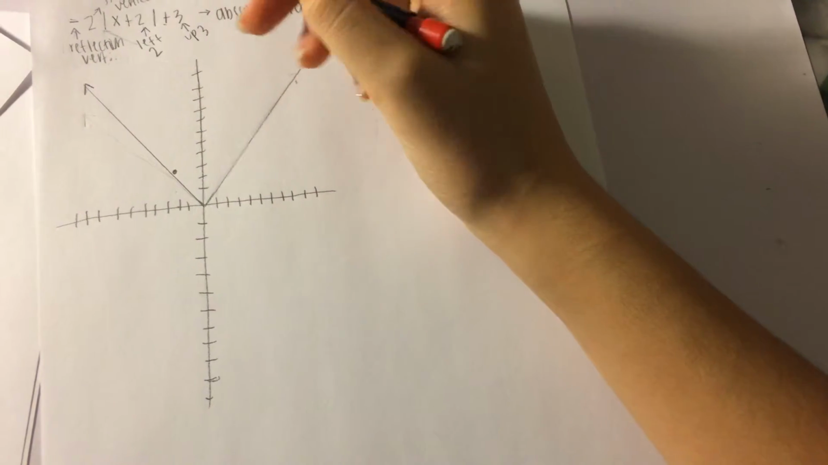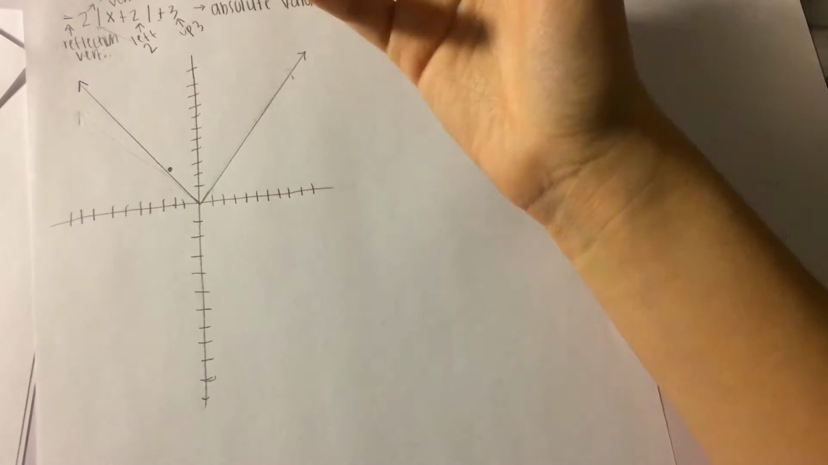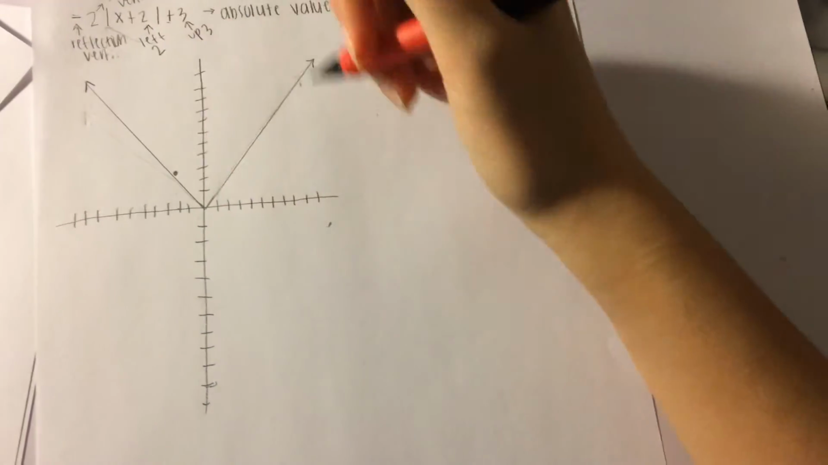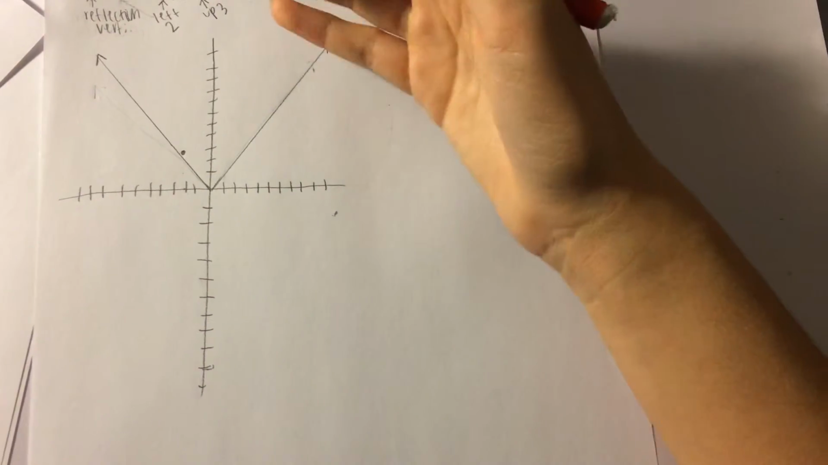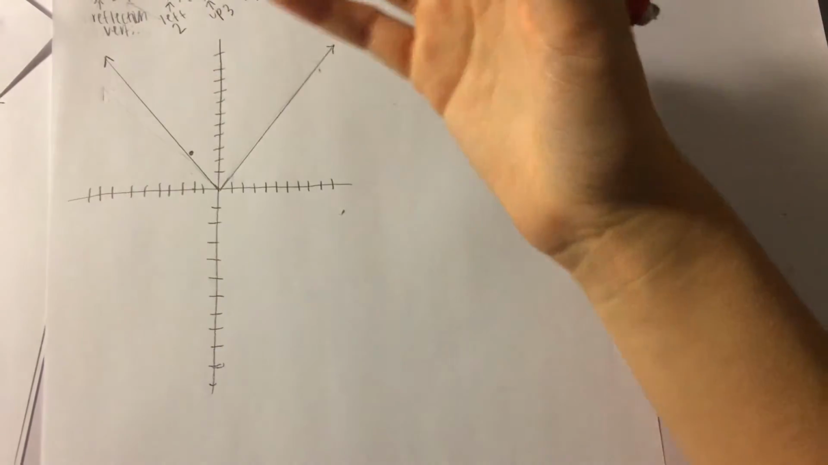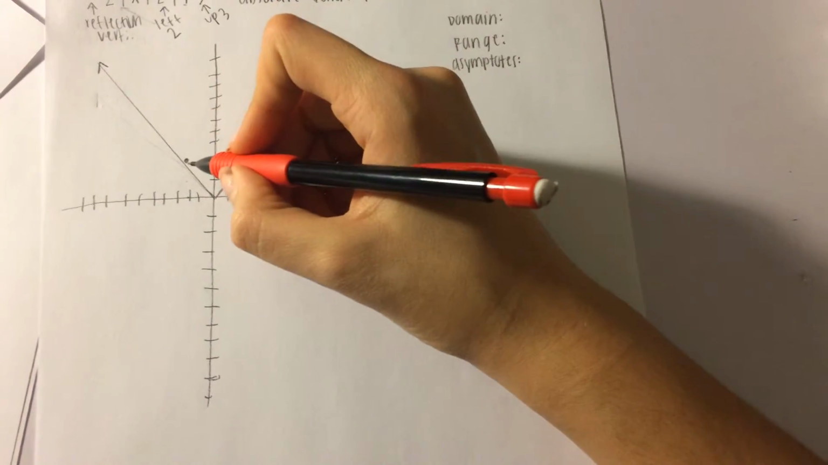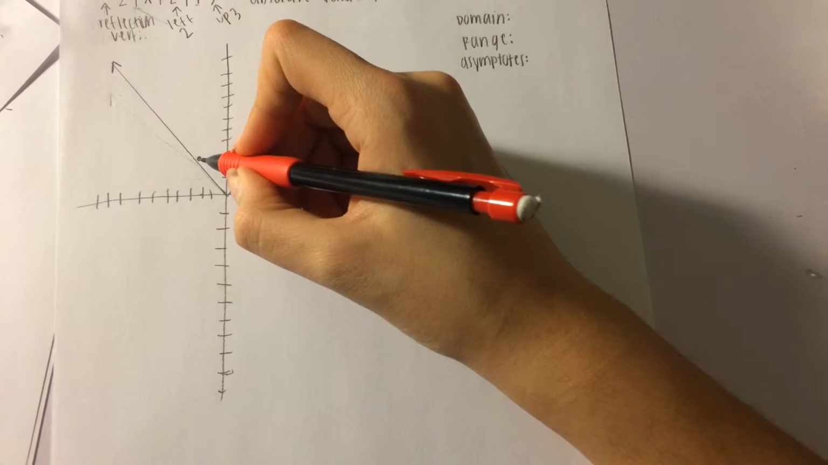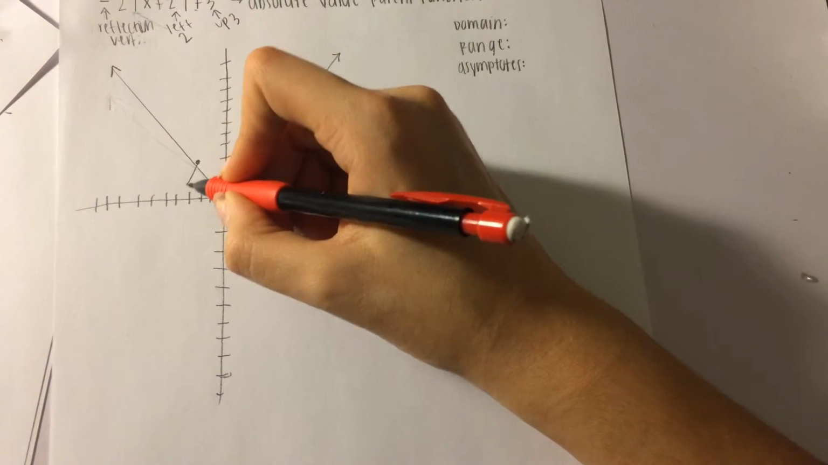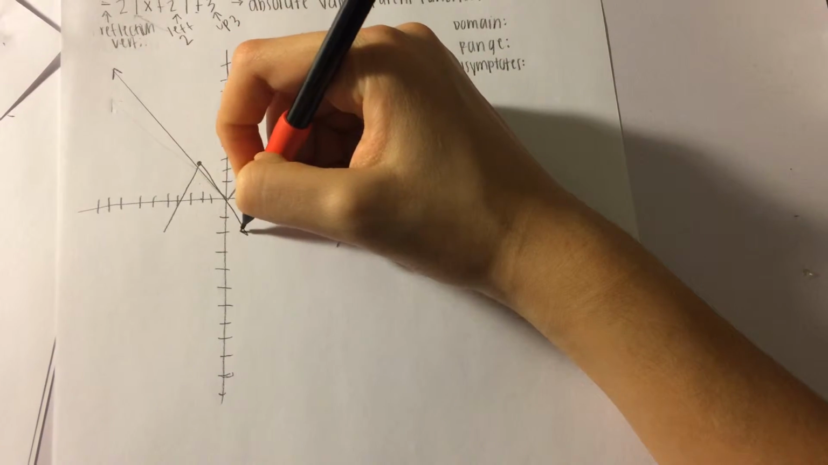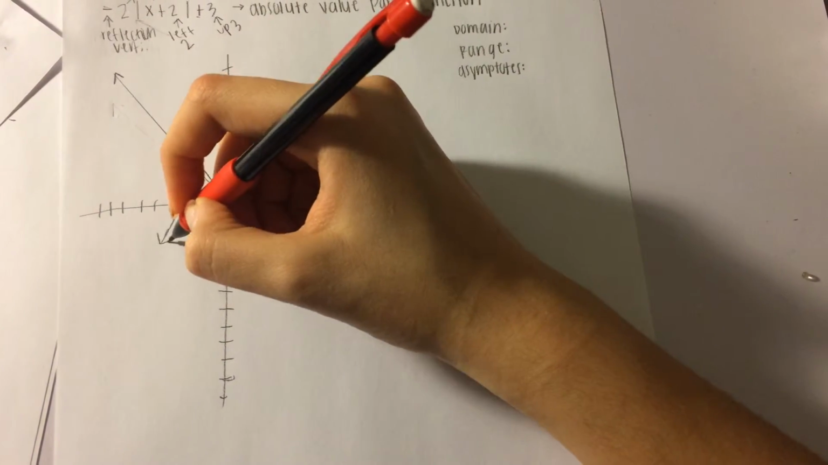And now it's saying that we need to reflect and then stretch vertically. So I reflected the graph in my mind, and now we're just going to stretch vertically by 2. So I'm just stretching by 2 here.